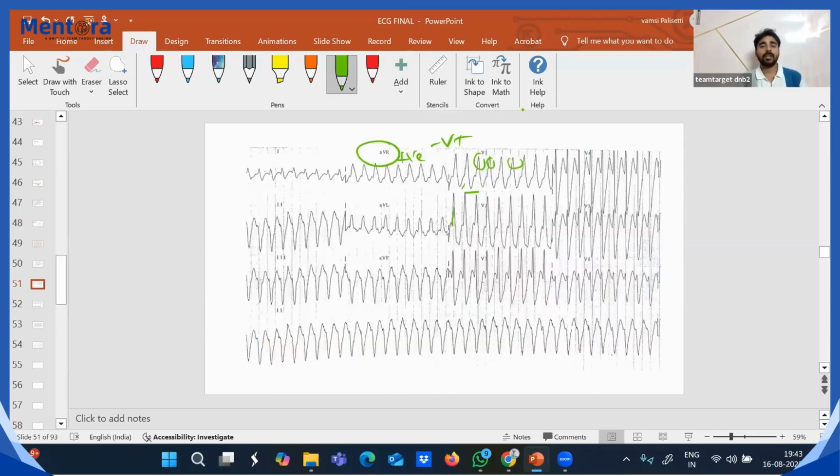After knowing this, we have to know what is polymorphic VT and what is monomorphic VT. Monomorphic VT, as the name itself says, everything is the same, the same morphology. All the QRS complexes have the very same morphology. Polymorphic means different morphology. So what is different morphology? The QRS complexes may differ either in size, amplitude, axis, or duration, anything they can differ. That is called polymorphic VT.